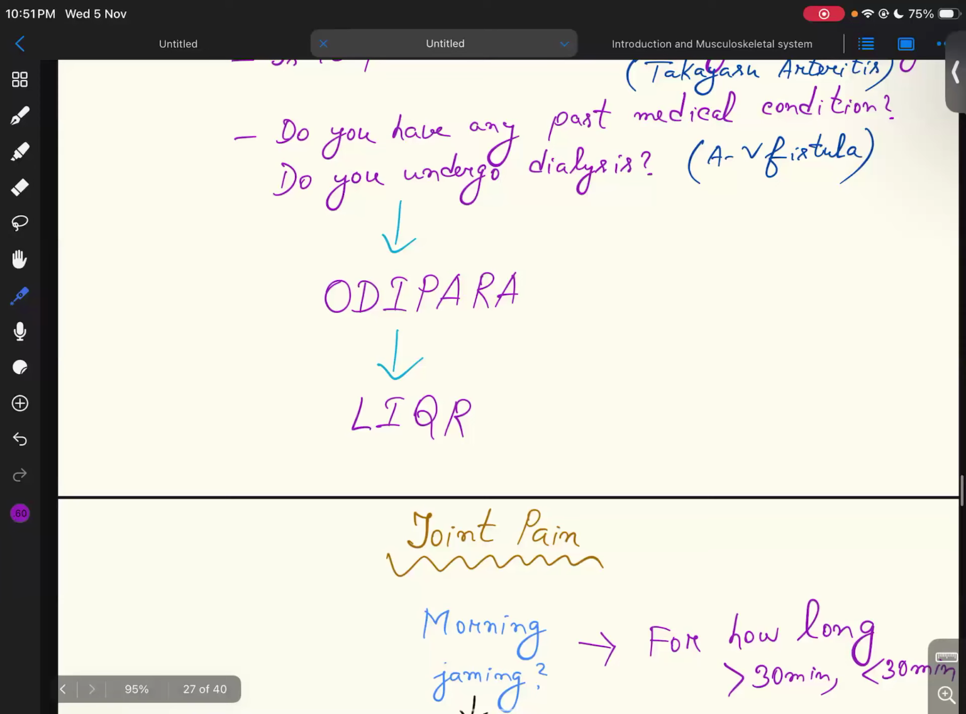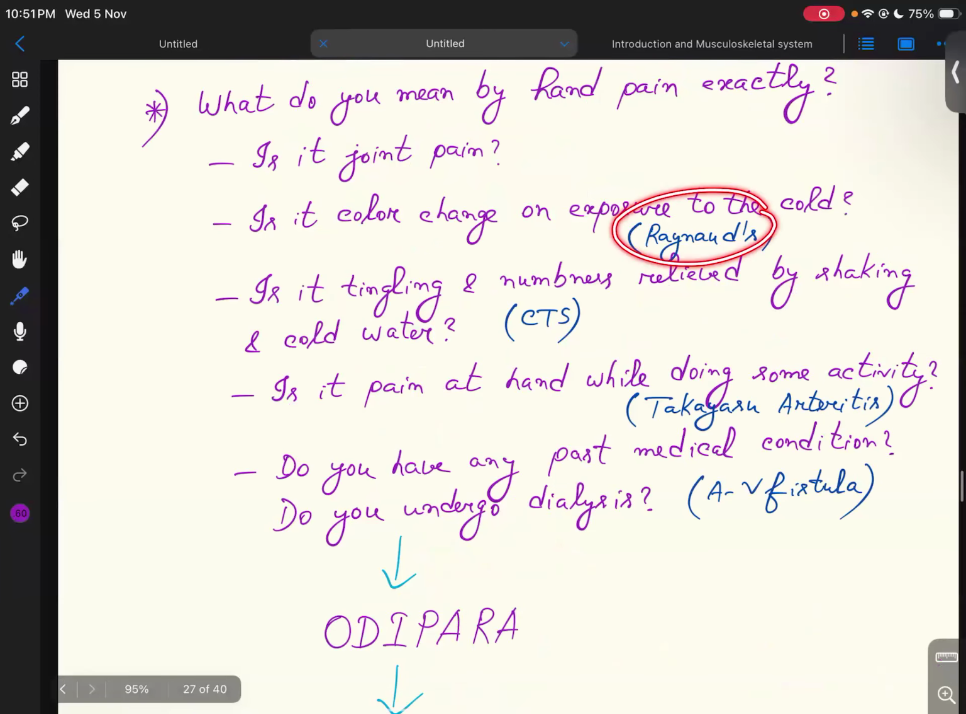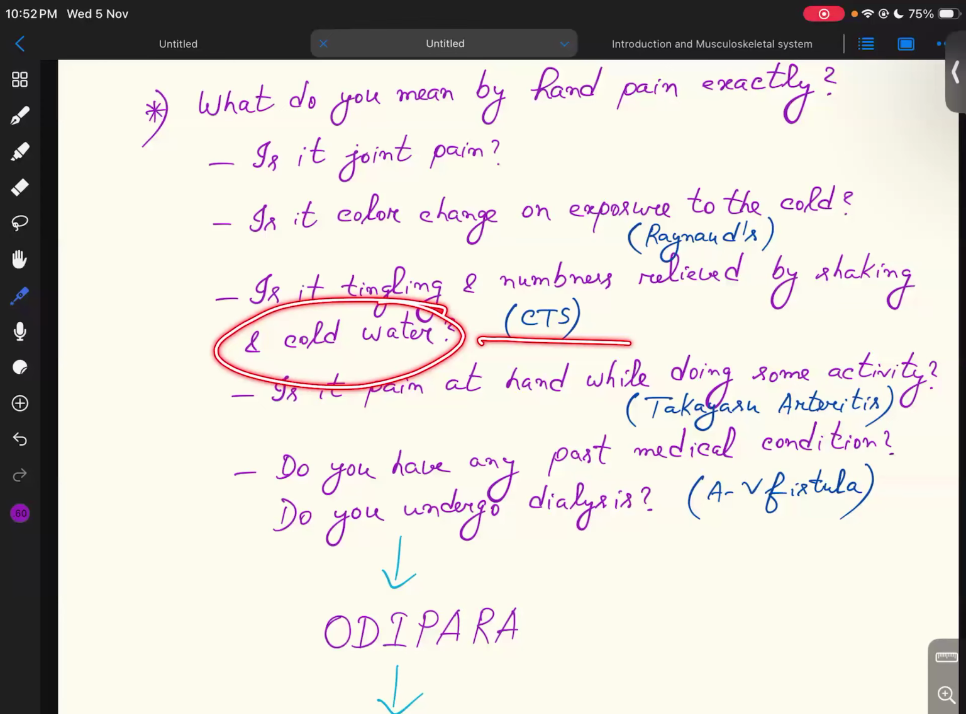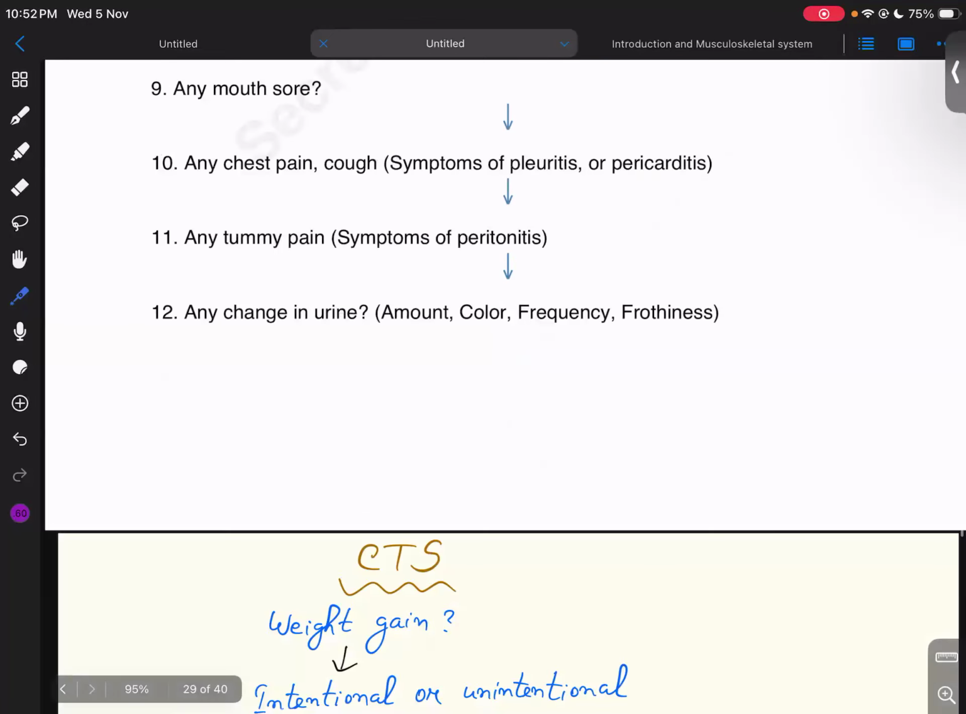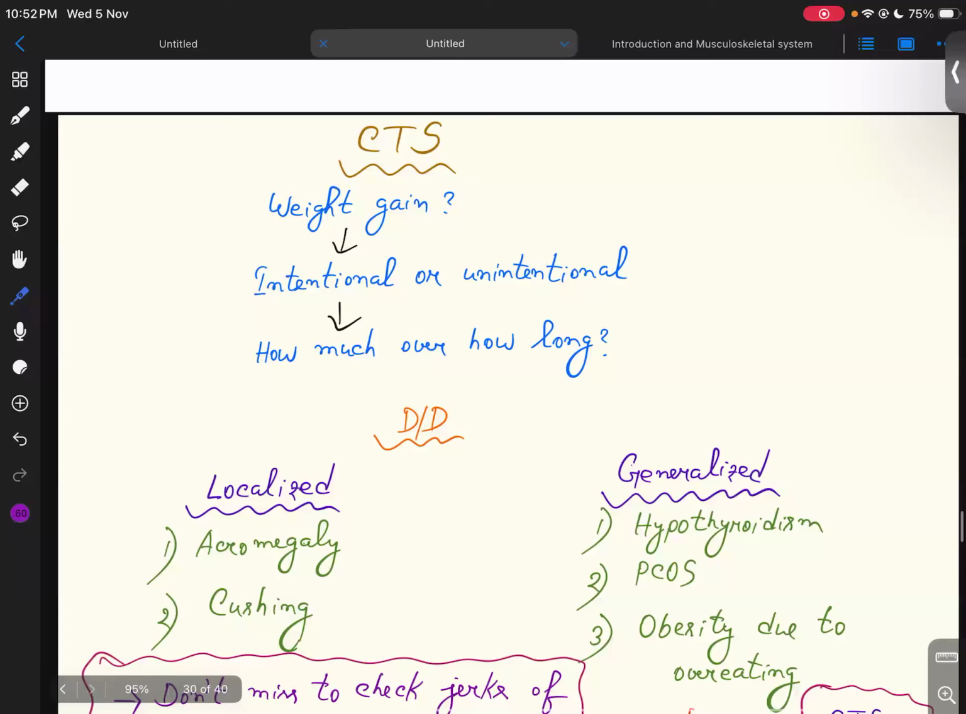So the second differential diagnosis is gone. Now let's come to carpal tunnel syndrome. If the patient tells you that, yes, it is tingling and numbness relieved by shaking and cold water, then this is carpal tunnel syndrome. So what are the causes of carpal tunnel syndrome? In the PACES exam, in 100% of the cases, carpal tunnel syndrome will be due to weight gain. So you have to analyze the weight gain there.